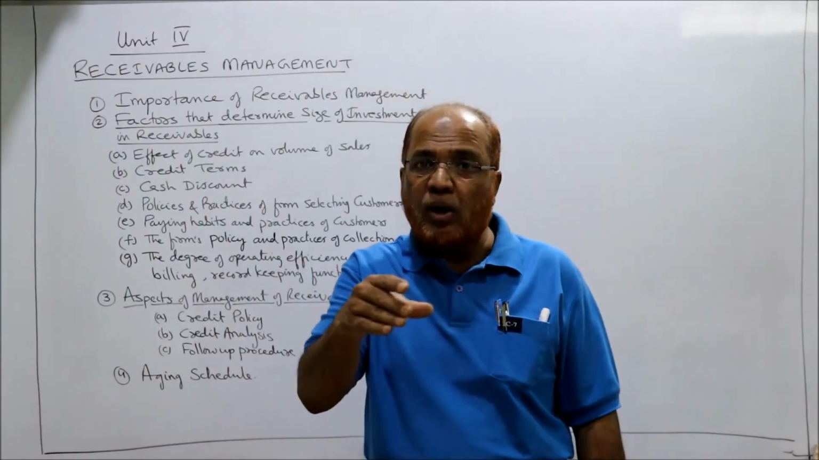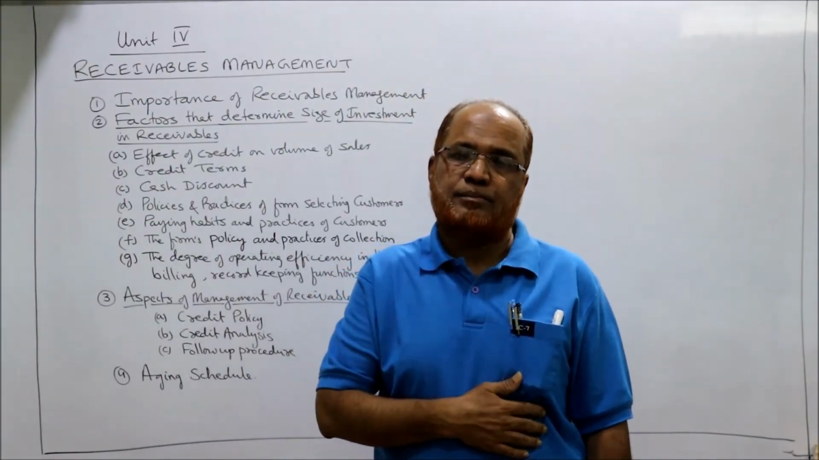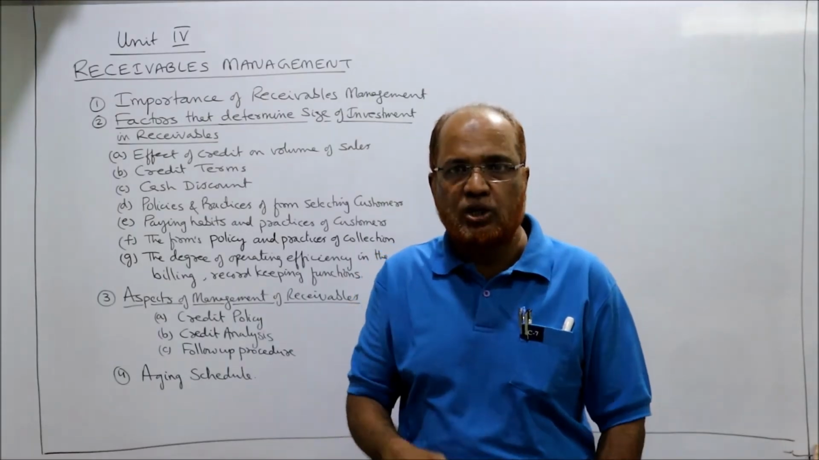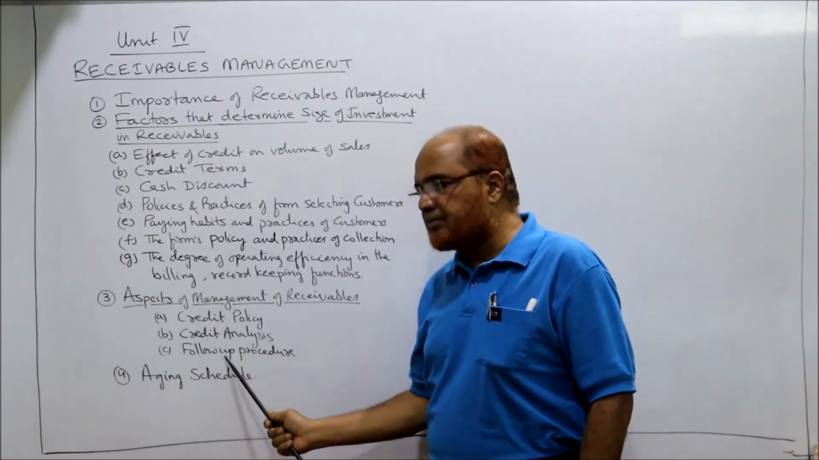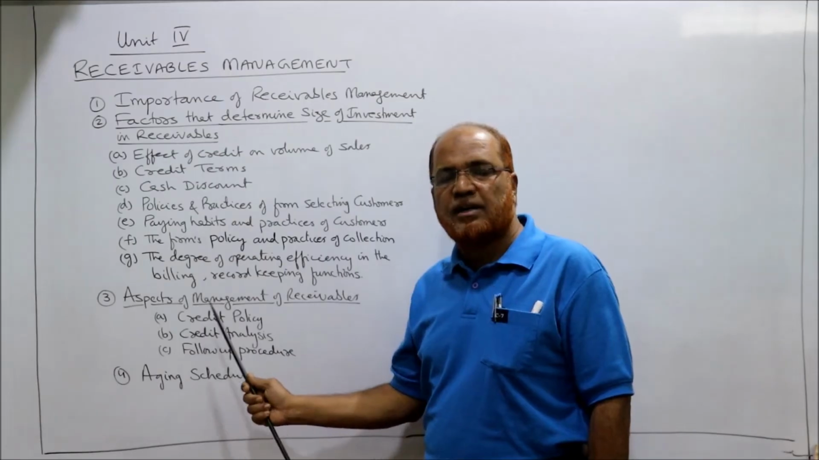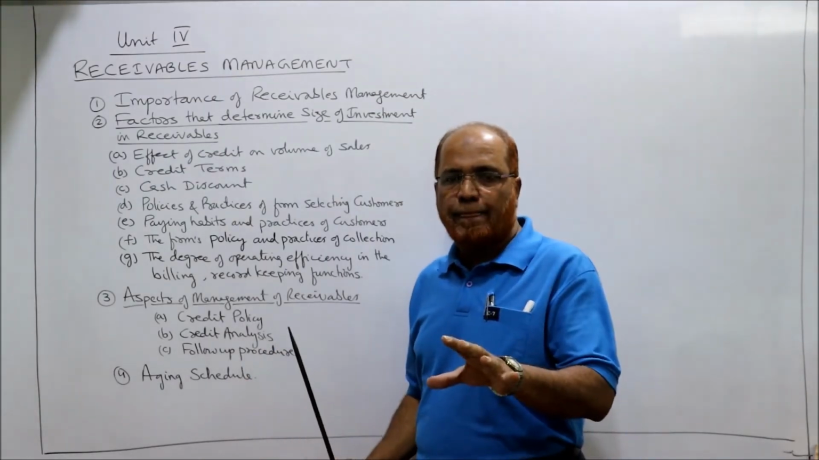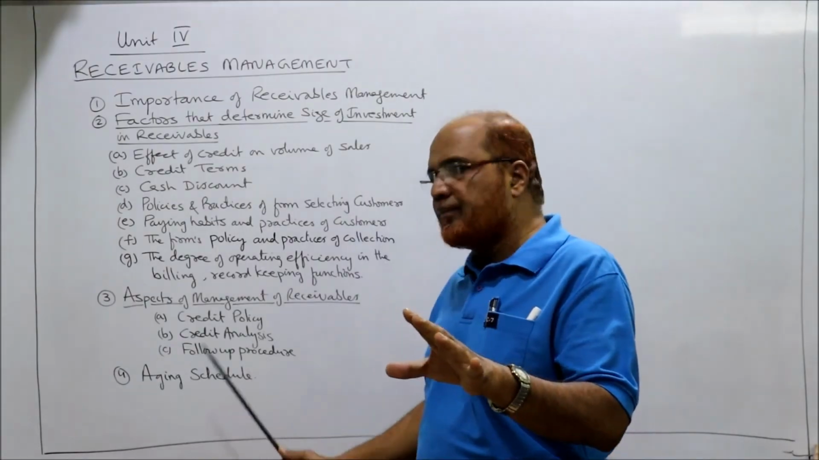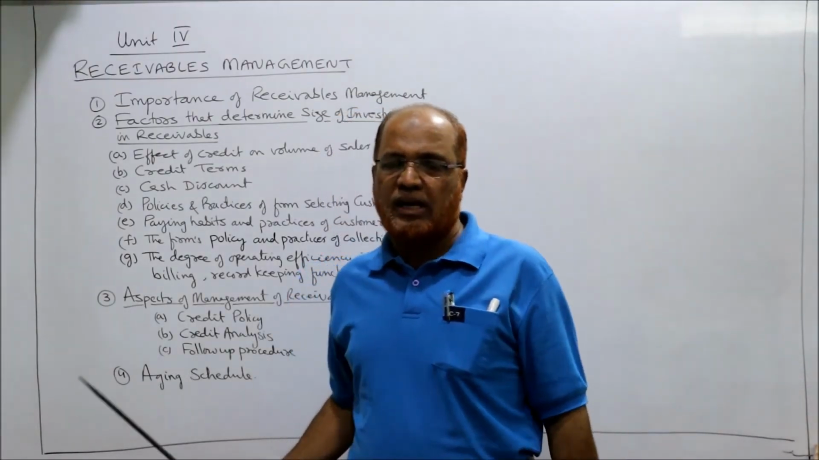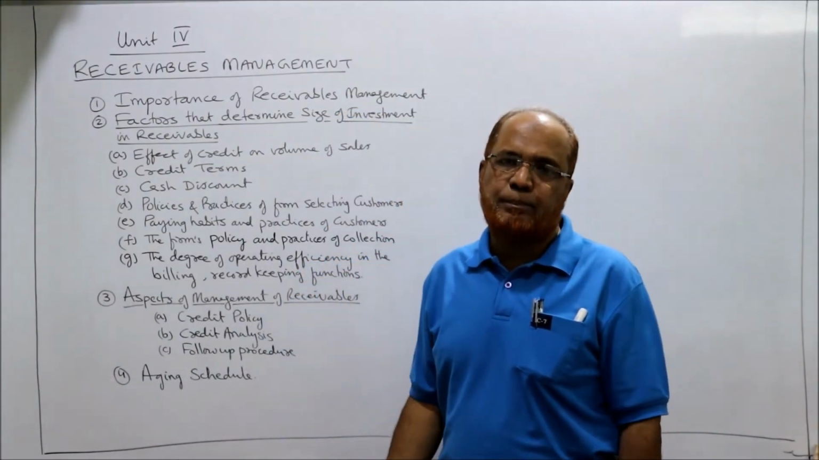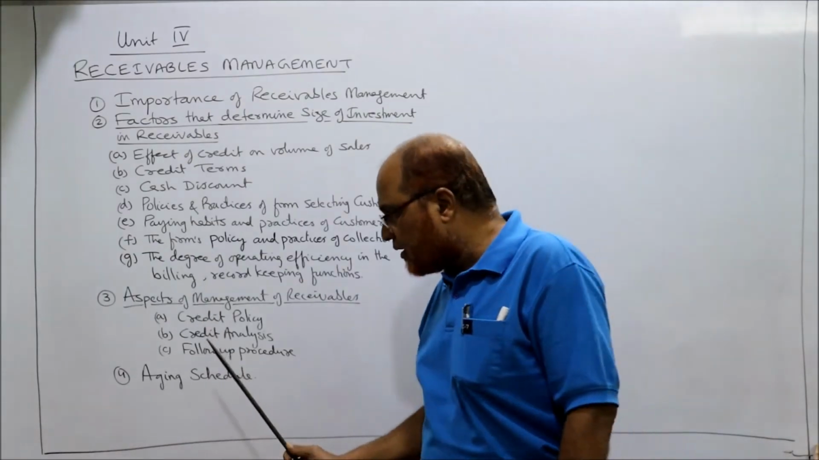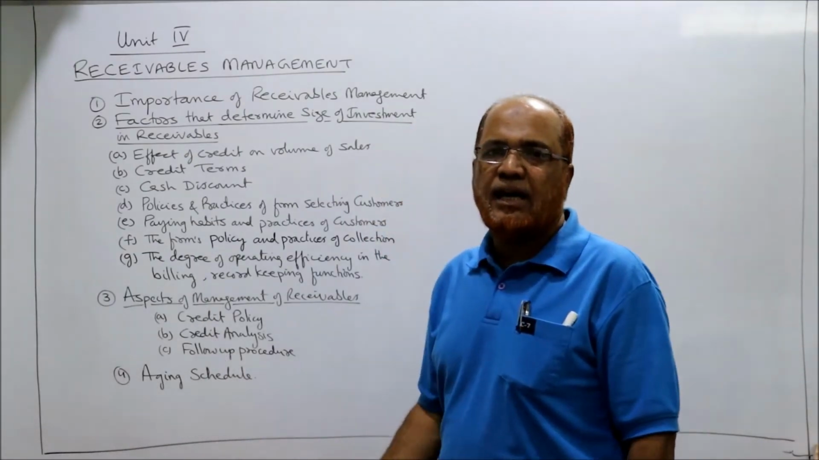So there should be some policy of following up collection procedure. So these three aspects are called management of receivable aspects. First, making the credit policy. Second, analyzing the individual customers. Thirdly, follow up of procedure. Next thing is aging schedule.